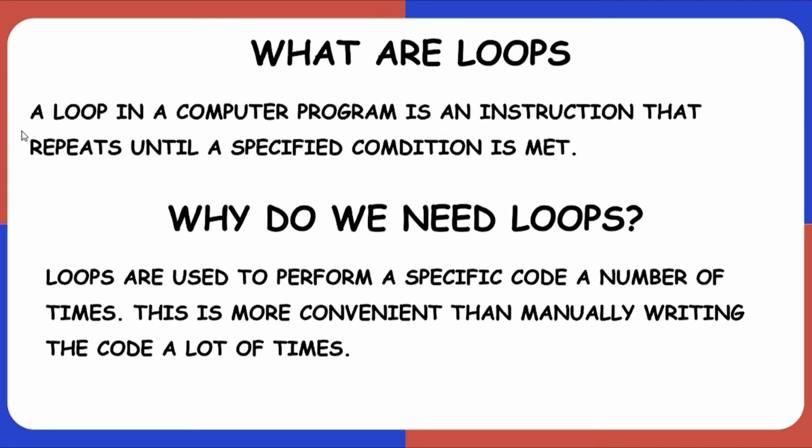There is this thing in C# called a loop that just does the same thing. So over here you can see the definition of loop. A loop in a computer program is an instruction that repeats until a specific condition is met. And here you can see why we need loops, so I just explained that now. So let's move on.